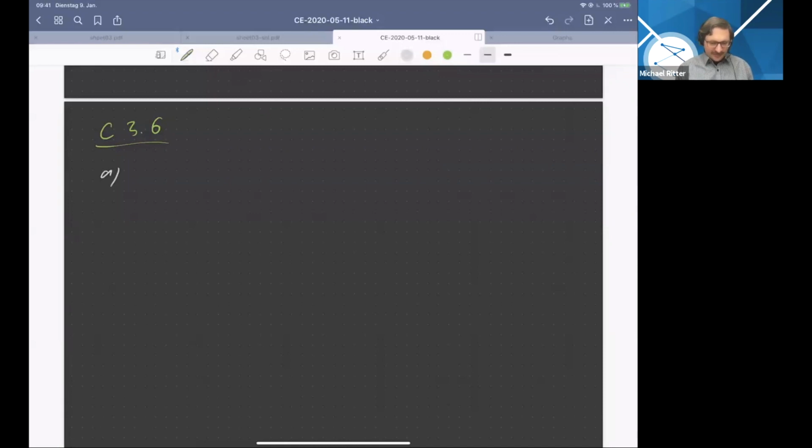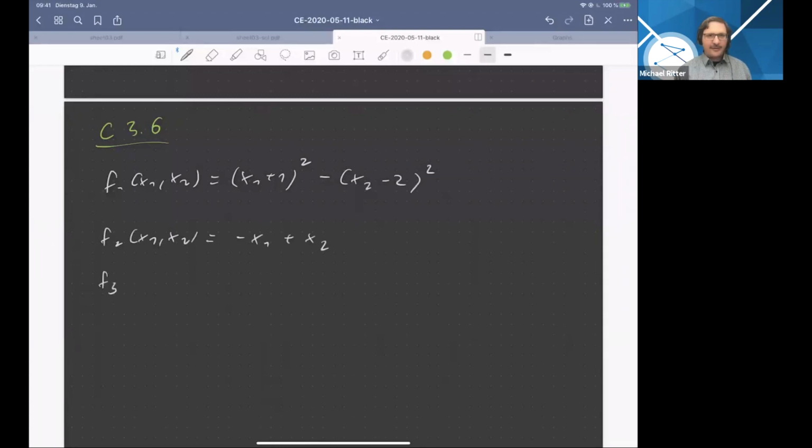So let's do this all together. Basically, we have 3 different functions. F1 of x1, x2 is defined as (x1 plus 1) squared minus (x2 minus 2) squared. Then F2 is defined as minus x1 plus x2, and F3 is defined as (x1 plus 2) squared minus 2x2.